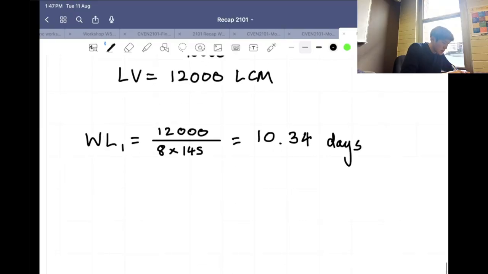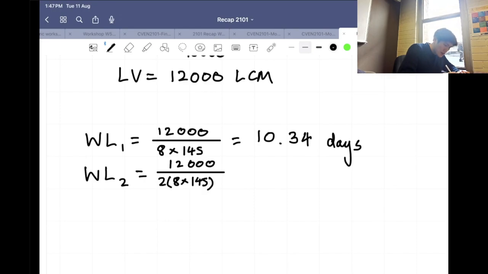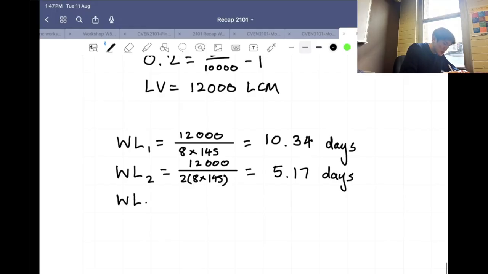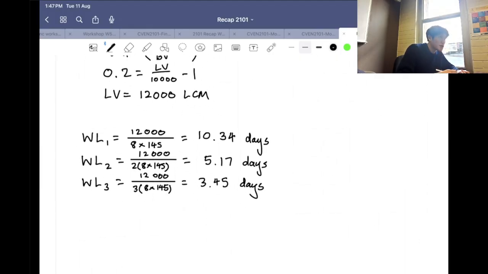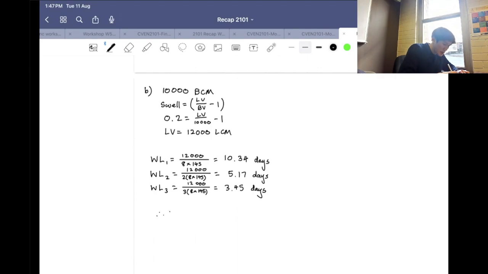So you do 2 wheel loaders, with 12,000 as your total amount of LCM. 2 wheel loaders times 8 times 145 should give you 5.17 days. That's still not under 5. It's really close, but it's not. So 3 wheel loaders, 12,000, 3 times 8 times 145 should give you 3.45 days. And that is under the requirement of 5 days, so you would say that you need 3 wheel loaders.